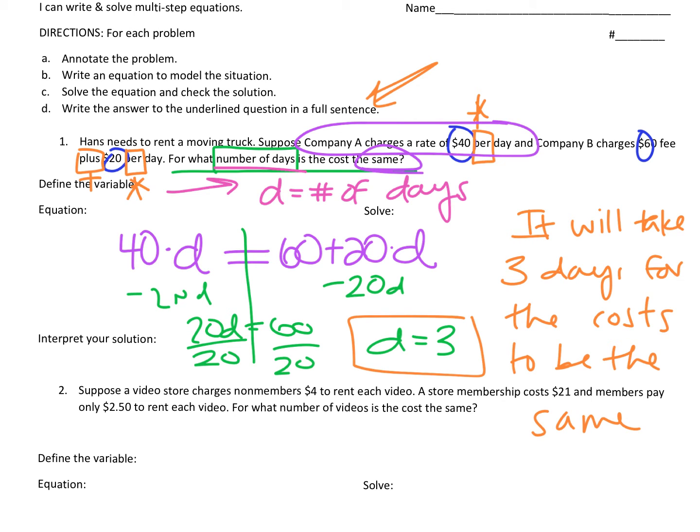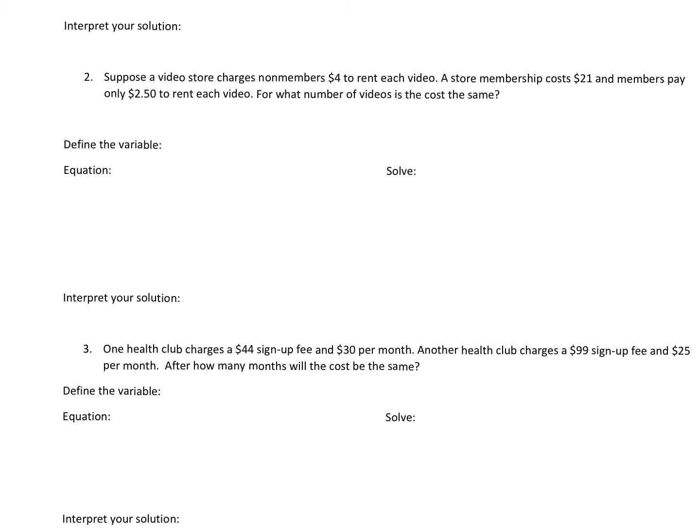Make sure you do all of these pieces when solving a problem. Our second and final example today is number 2. Suppose a video store charges non-members $4 to rent each video. A store membership costs $21 and members pay only $2.50 to rent each video. For what number of videos is the cost the same?